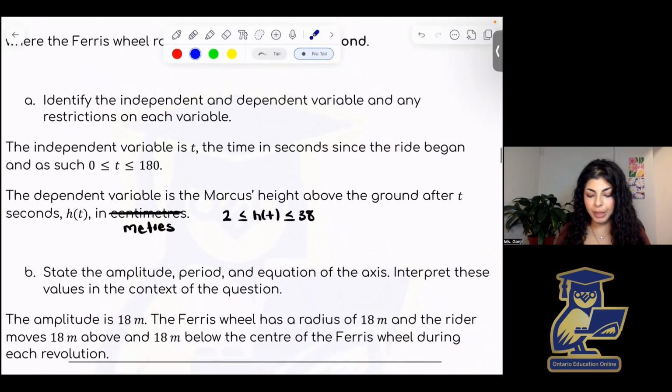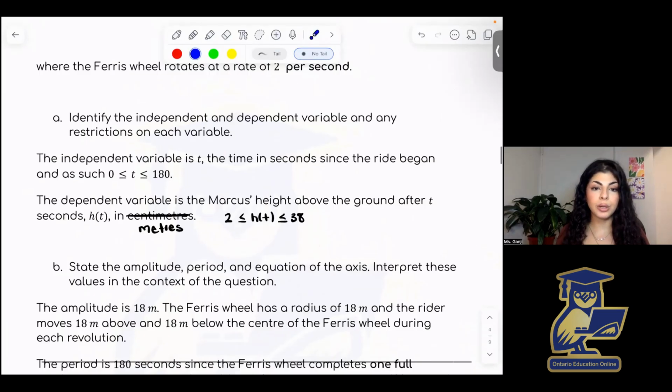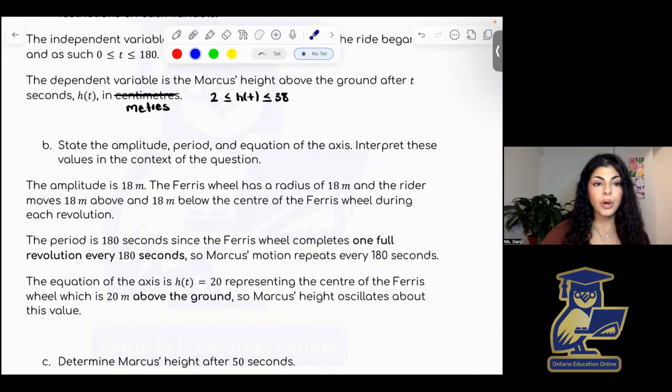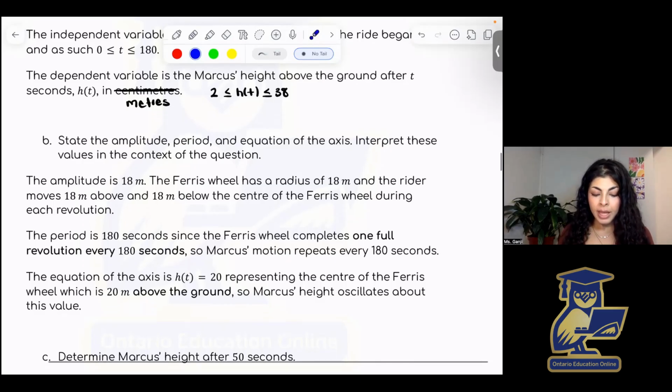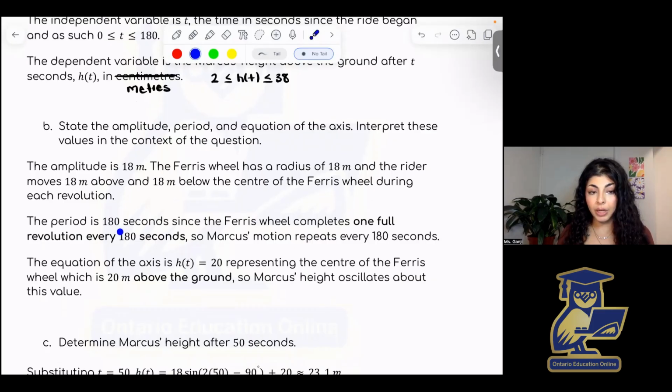Now state the amplitude, period, and equation of the axis and interpret the results. So the amplitude here is 18 meters. Again, this is the radius of the Ferris wheel, and we note that the rider, in this case Marcus, moves 18 meters above and then 18 meters below the center of the Ferris wheel during each revolution. The period is 180 seconds, and that's how long it takes for one full revolution. And so the cycle is repeating every 180 seconds.